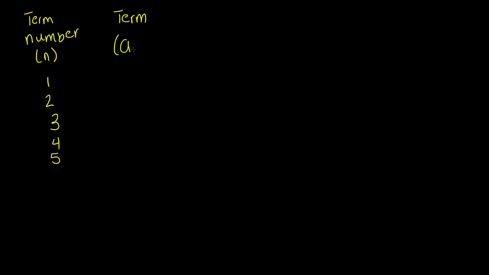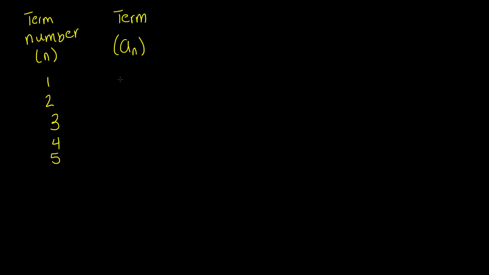If so, write a recursive definition. So we're given some term numbers, and basically it's just n for a number. These term numbers are usually counted 1, 2, 3, 4, 5 in our case. Then we're given a term, typically denoted by a sub n. A sub n is our output, n is our input. So n would take the place of x, and a sub n would take the place of y in our sequences.